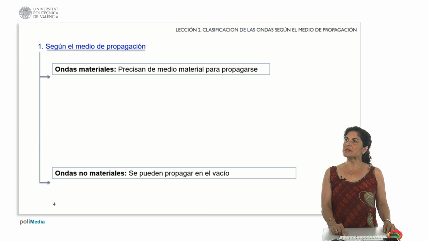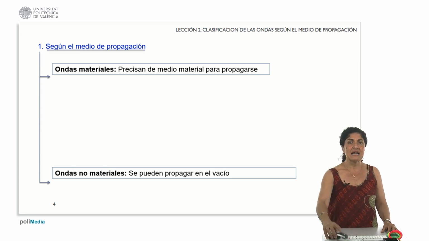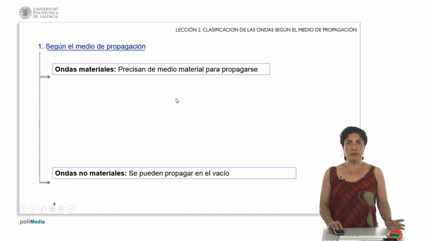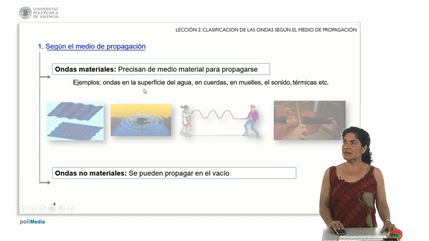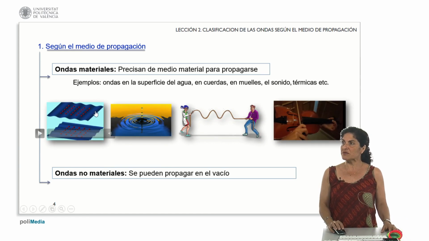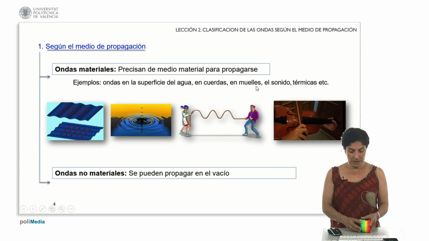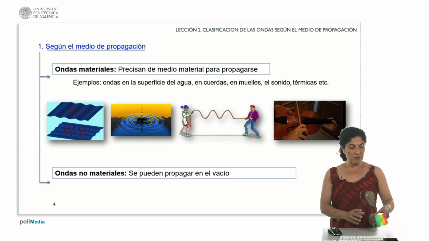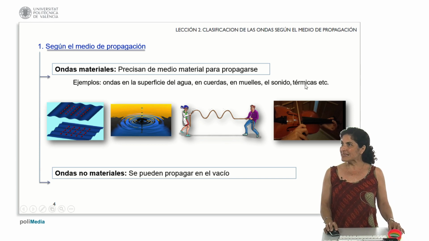Starting with the first type, depending on the medium of propagation of the wave motion, we divide between material waves and non-material waves. As its name indicates, material waves are those that need a material medium to propagate. Examples are the waves produced on the surface of a fluid, the waves we can produce by beating on a rope, the waves we can produce in springs, like this spring that I have brought, thermal waves, waves produced in the strings of stringed musical instruments, etc. And non-material waves, as their name indicates, are those that can propagate in a vacuum.